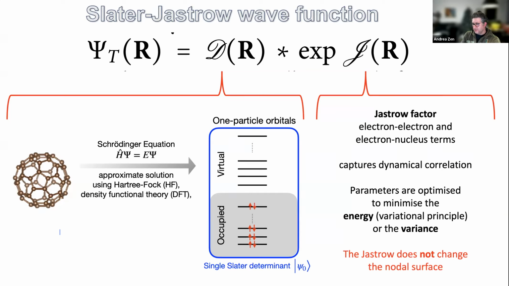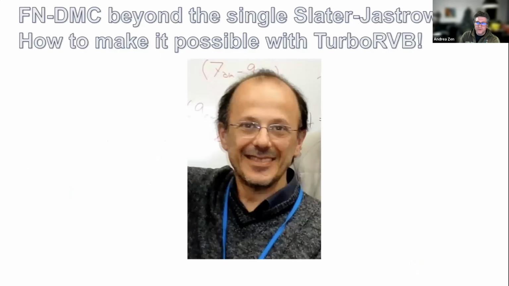The Jastrow factor instead, well, I guess everybody knows what it is. The point is that the Jastrow factor does not change the nodal surface. So I thought maybe one can think about a generalization which allows working with large systems, does not have many parameters to optimize, but is still able to go beyond the Slater determinant.